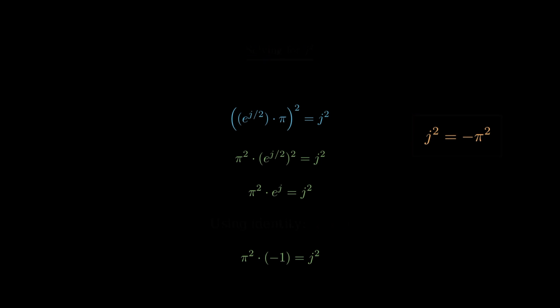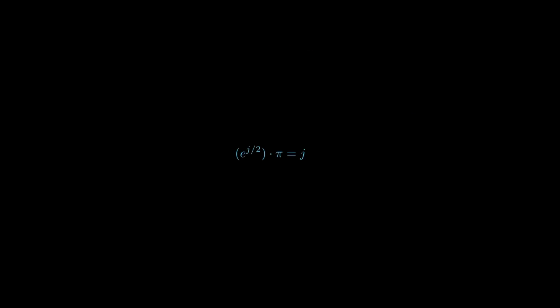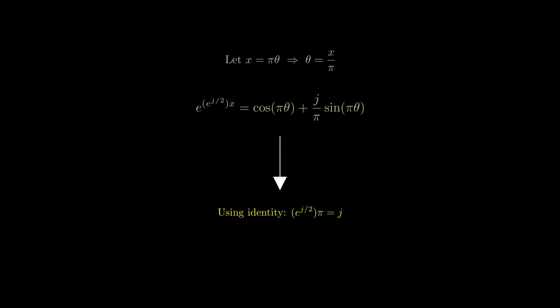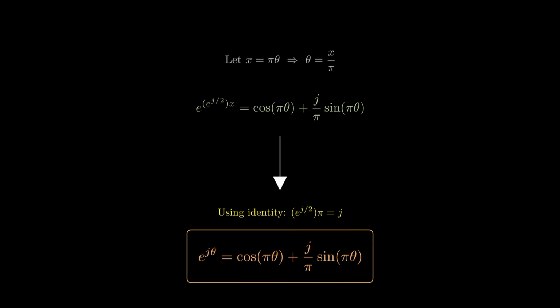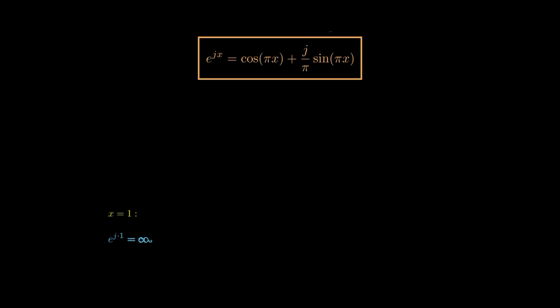Using e to the j over 2 times pi equals j, we can rewrite e to the j over 2 as j over pi. Plugging this into our virtual Euler formula, we get a general form, e to the jx equals cos pi x plus j over pi times sine pi x. Let's test it. For x equals 1, we get cos pi plus j over pi times sine pi, which is -1, matches our definition. For x equals 2, we get cos 2 pi plus j over pi times sine 2 pi, which is 1. This formula is rock solid.